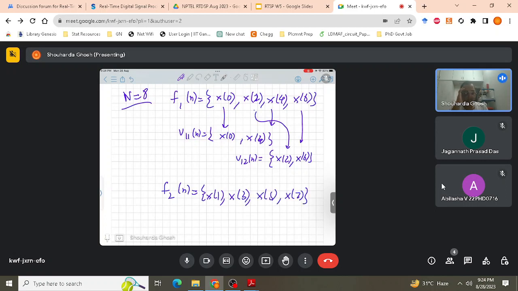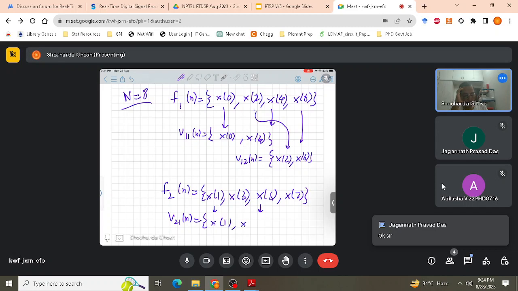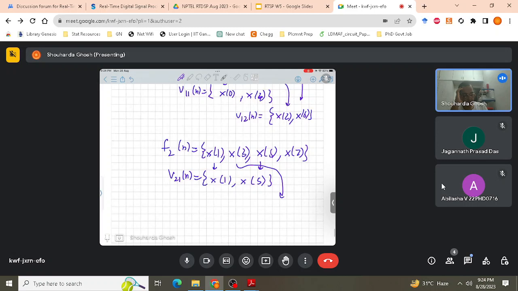If I am going a little bit fast, please let me know, I can slow down. V21 of n will have x1 and x5. Okay, so I hope that speed is fine. I take the alternate samples, V22 of n as x3 and x7.